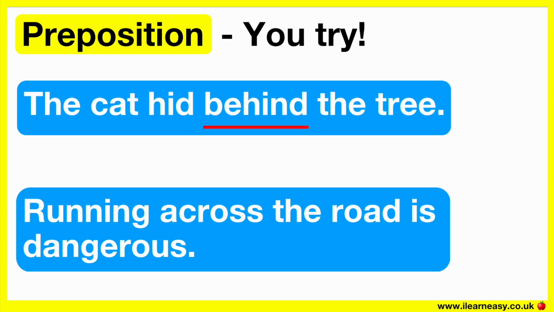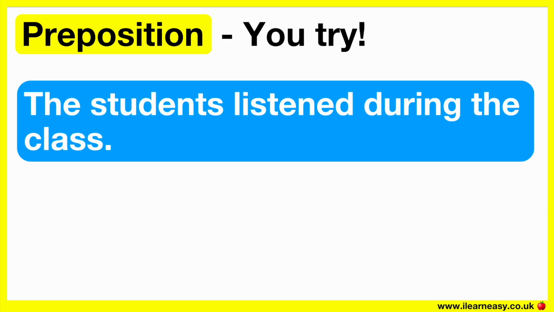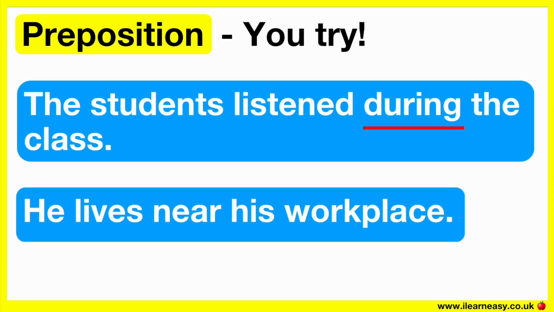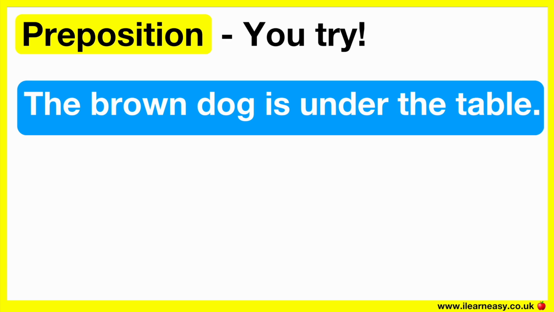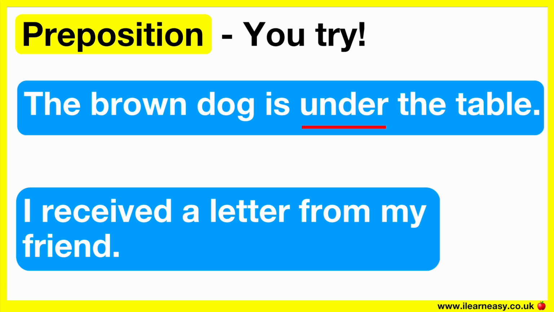Running across the road is dangerous. The preposition in this sentence is across. The students listened during the class. The preposition in this sentence is during. He lives near his workplace. The preposition in this sentence is near. The brown dog is under the table. The preposition in this sentence is under. I received the letter from my friend. The preposition in this sentence is from.